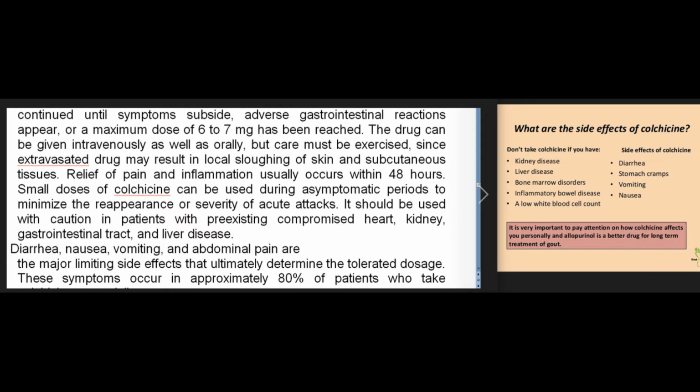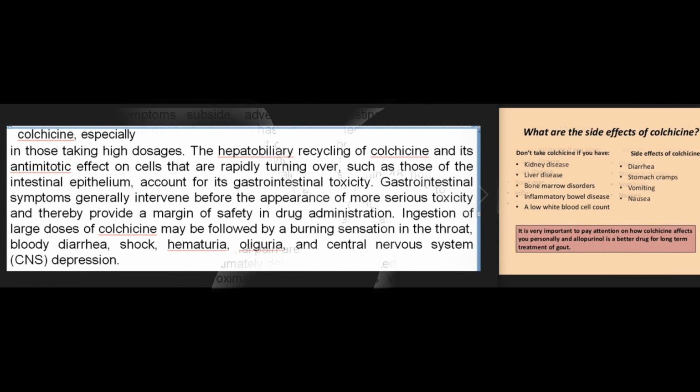It should be used with caution in patients with pre-existing compromised heart, kidney, gastrointestinal tract, and liver disease. Diarrhea, nausea, vomiting, and abdominal pain are the major limiting side effects that ultimately determine the tolerated dosage. These symptoms occur in approximately 80% of patients who take colchicine, especially in those taking high dosages. The hepatobiliary recycling of colchicine and its antimitotic effect on cells that are rapidly turning over, such as those of the intestinal epithelium, account for its gastrointestinal toxicity.